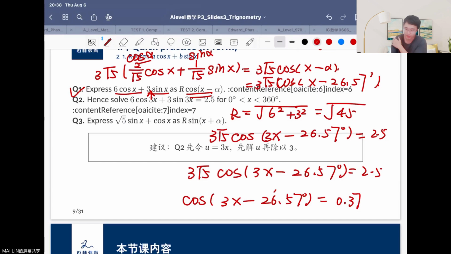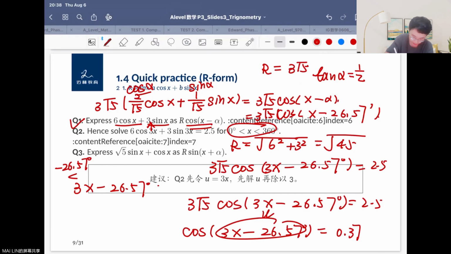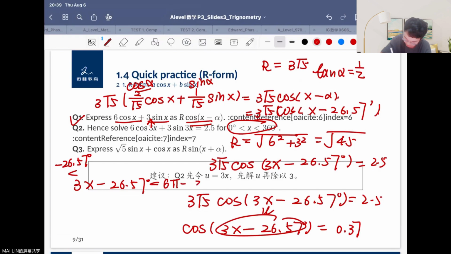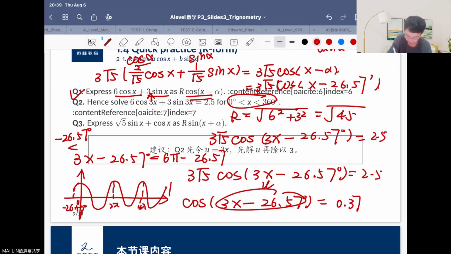Now you can consider 3x minus 26.57 as a total part, so let it be u, or substitute as u. Because we know that x is between 0 and 2 pi, 3x minus 26.57 degrees is bigger than negative 26.57 degrees and smaller than 6 pi minus 26.57. Then you can draw a graph of cosine. Here is 0, here negative 26.57 degrees, here 2 pi, here 4 pi, and here 6 pi.